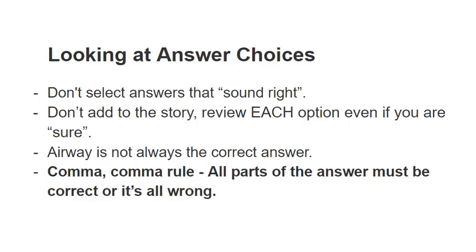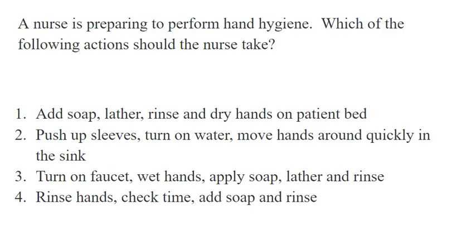Comma, comma rule dictates that all parts of the answer must be correct or it's all wrong. Here's an example of that. A nurse is preparing to perform hand hygiene. Which of the following actions should the nurse take? And here you can see lots of choices with comma, choice, comma, choice, comma, choice. Look at number 1, dry hands on patient bed. Well, that's going to be eliminated because we know that we're not going to do that. Look at number 2, move hands around quickly in the sink. That doesn't really make any sense, so I would eliminate that choice too. Number 4, rinse hands, check time. Well, we wouldn't really do that. It doesn't make sense. So whenever you see an outlier in there, eliminate the whole string. Okay.